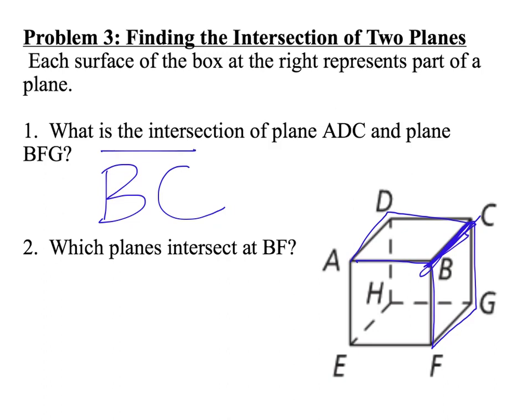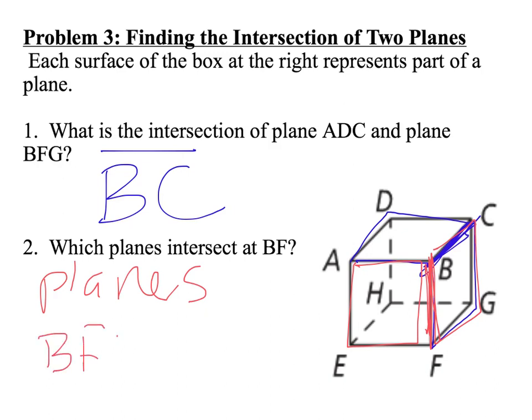And it says which planes intersect at BF. So if I trace BF, this is which planes overlap. So this is one plane right here, and this would be my second plane right here. So I could say planes, and I'm going to put an S at the end, so I just have to write that out once. I'm going to say BFE and BCG. Those are the 2 planes that intersect at line BF.